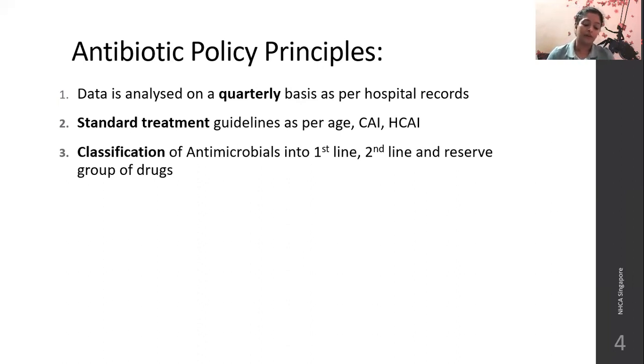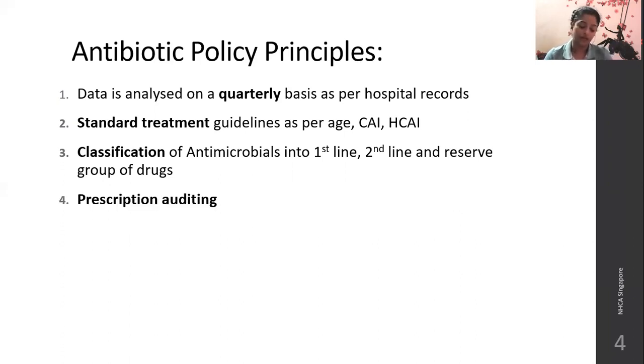Classification of antimicrobials into first line, second line, and reserve group of drugs. The reserve group of drugs should be used only when it is absolutely necessary. And first line and second line should be used accordingly, to make sure that narrow spectrum antibiotics are used as much as possible. And yeah, that's it.